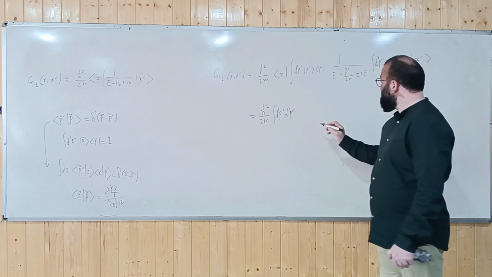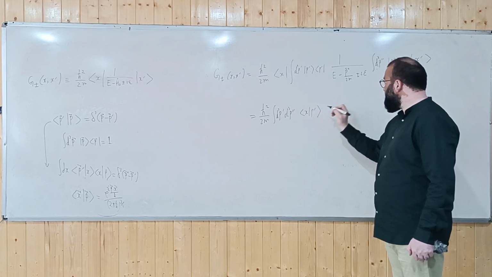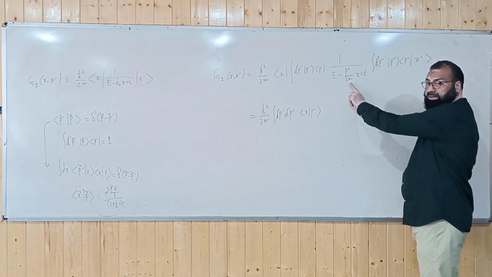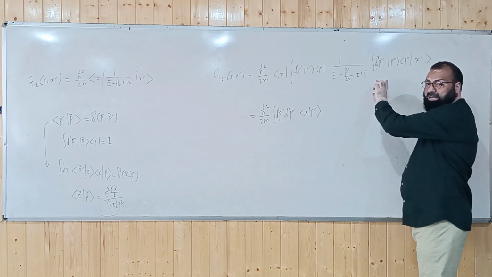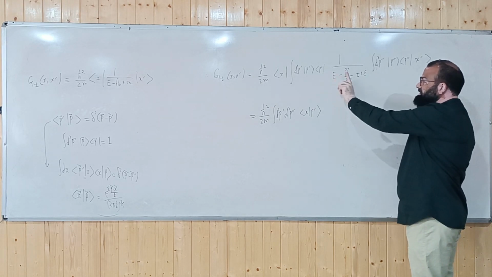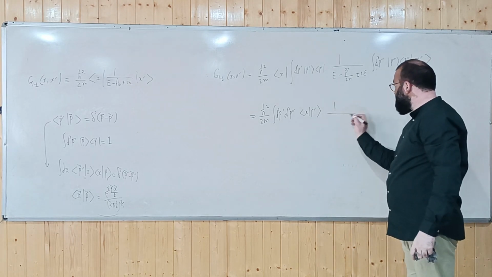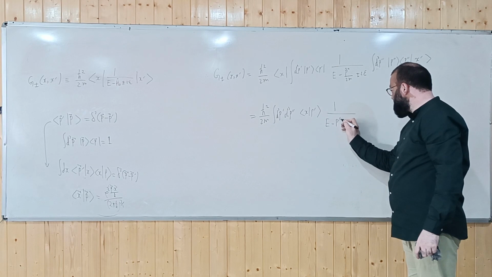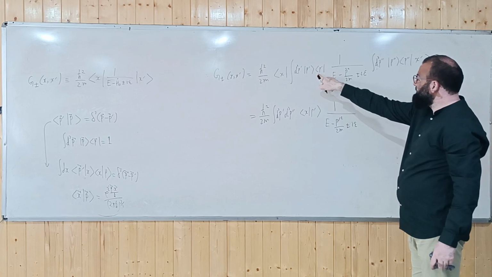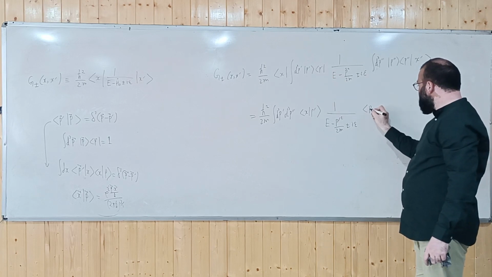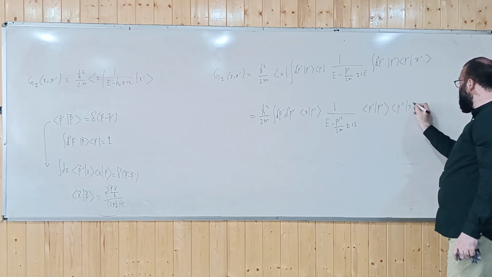d3p double prime. So now look here, you have <x|p prime>. Since p square by 2m is a Hermitian operator, it can act both left as well as right. When p square acts on p prime, what will it give me? The eigenvalue, that is simply p prime square. So it will be something like this: e minus p prime square by 2m plus minus i epsilon. So what remains here? p prime and p double prime, so you have <p prime|p double prime>, then you have <p double prime|x prime>.